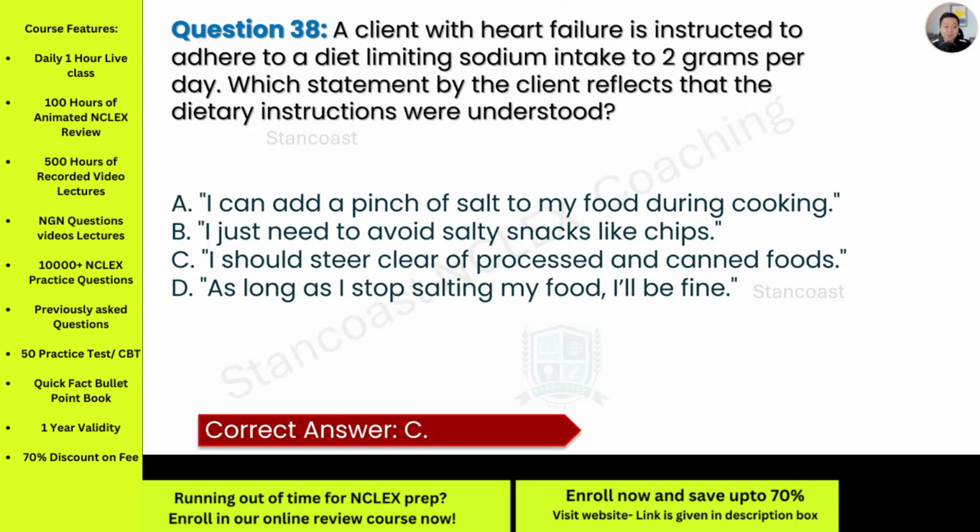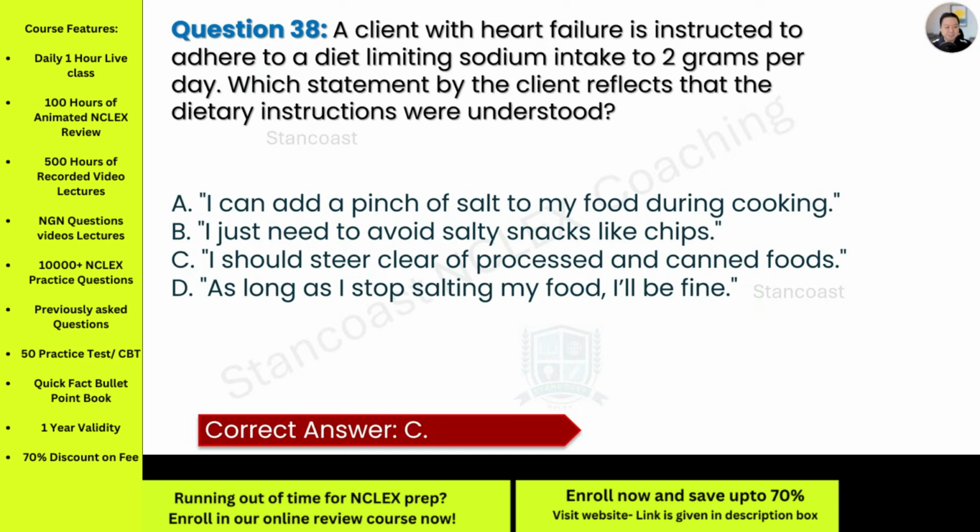Now, if you select letter A, this is an incorrect option because even a small amount of table salt adds a considerable amount of sodium, which is not permissible in a 2-gram sodium diet. Take note that 1 teaspoon of salt contains about 2,300 milligrams of sodium, which exceeds the daily limit with just a small pinch.